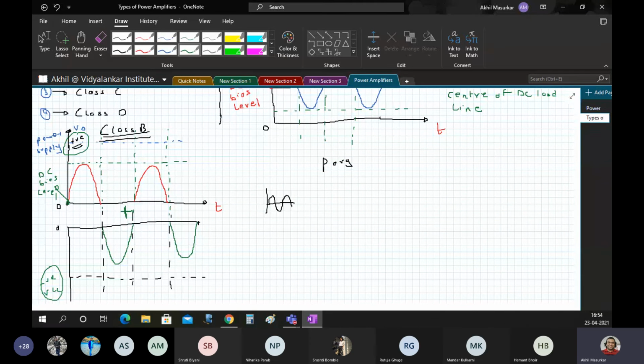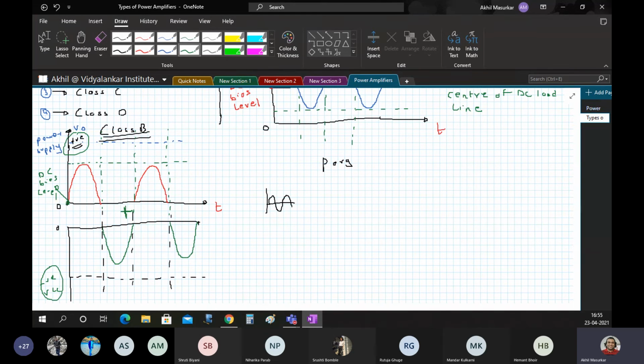Now class C we don't use directly. The output of a class C amplifier is biased for operation at less than 180 degrees of the cycle and will operate only with a tuned circuit. You must have seen class C amplifiers, I think in PCOM, especially when you use a tank circuit. So generally a class C amplifier is used with a tank circuit, and class D operation is used for amplifiers which are based on pulses. So that is class D.